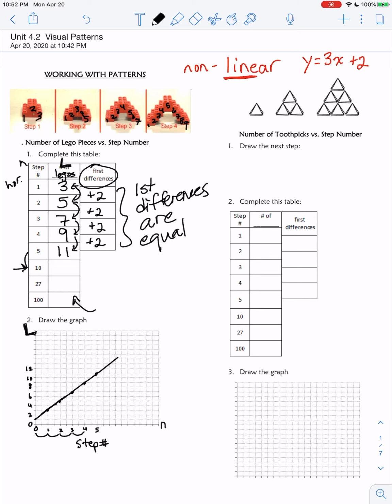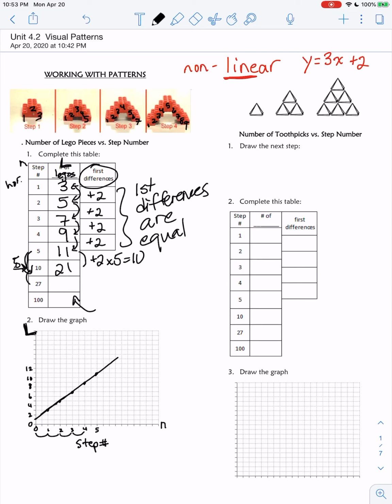Now, how are we going to figure out step 10? You might have some ways of doing that. To get from step 5 to step 10, that's a difference of 5, which means I'm going to have to add 2 five more times. So I need to add 2 five more times, which equals I need to add 10. So that's going to be 21.